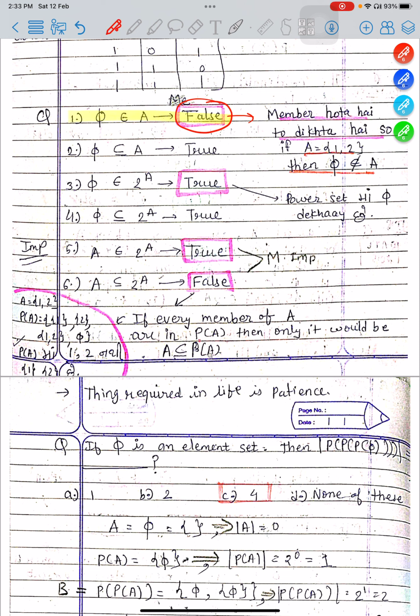Phi belongs to A. So A was 1, 2, 3. Do you see phi in it? See, I have written something like: if it is a member, it is visible. So if A is 1, 2, 3, then phi does not belong to A. If it is a member, it is visible. Is phi visible to us? No, it is not visible. So it is not a member. It does not belong to A.